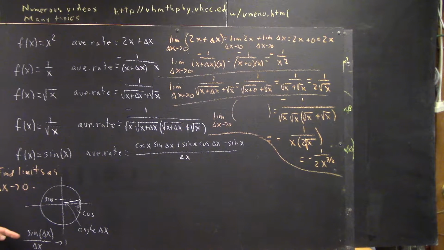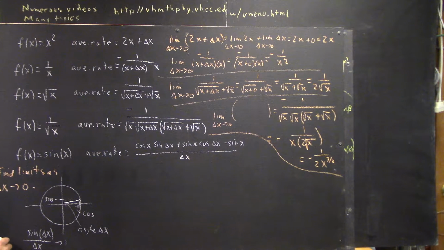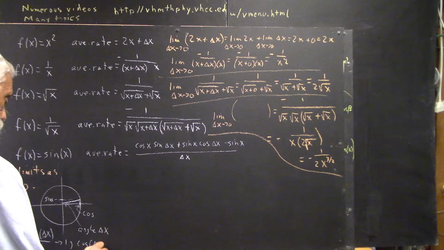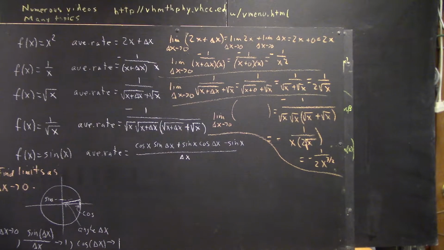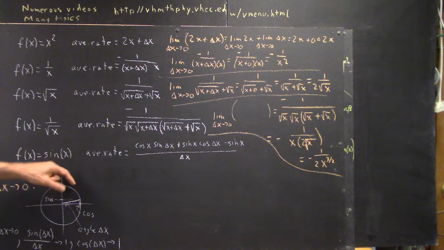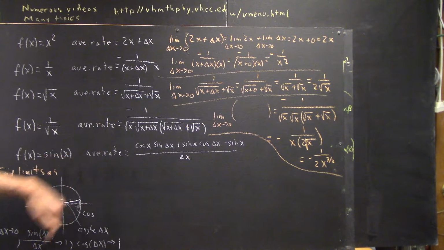So right now, at least accept this, and accept that as delta x approaches zero, the cosine of delta x, and this is pretty obvious, approaches 1. Okay? Because obviously, on a unit circle, as this angle gets smaller and smaller, you approach the point (0, 1) here. Okay.